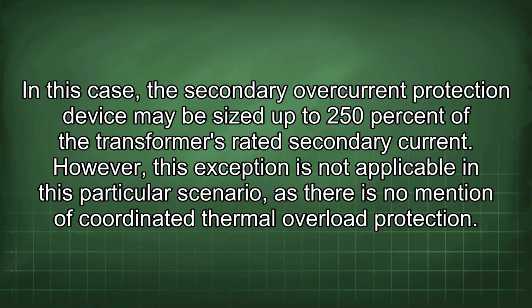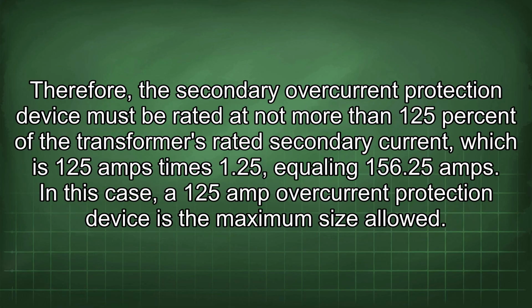However, this exception is not applicable in this particular scenario, as there is no mention of coordinated thermal overload protection. Therefore, the secondary overcurrent protection device must be rated at not more than 125% of the transformer's rated secondary current, which is 125 amps times 1.25, equaling 156.25 amps. In this case, a 125 amp overcurrent protection device is the maximum size allowed.